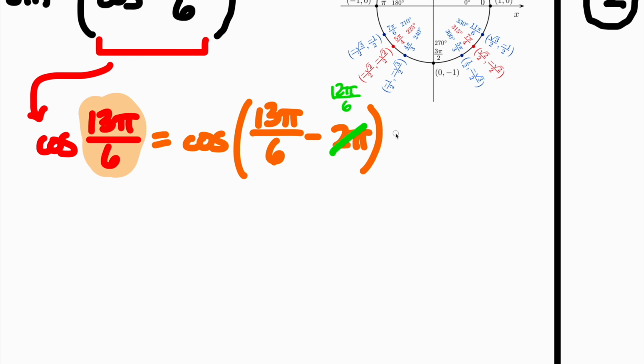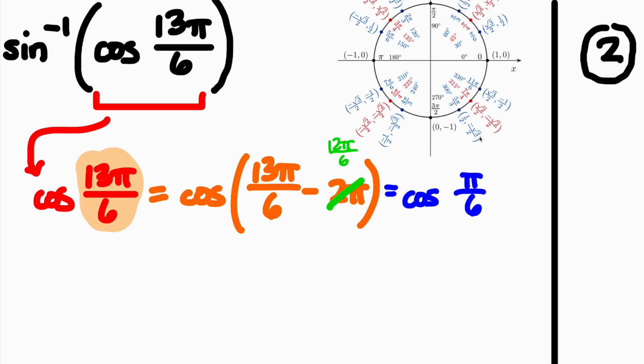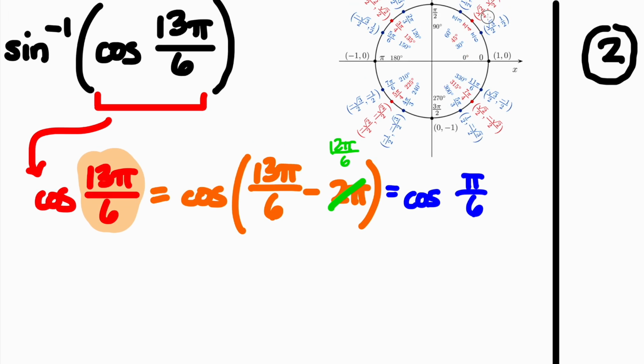So if you do that, now we end up with cosine of 13 pi over 6 minus 12 pi over 6. Well, that's just pi over 6. And this value is actually on the unit circle. So pi over 6 is right here. The x value would be root 3 over 2. So cosine of pi over 6 is equal to root 3 over 2.